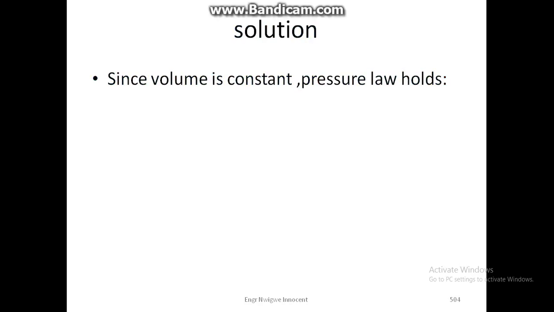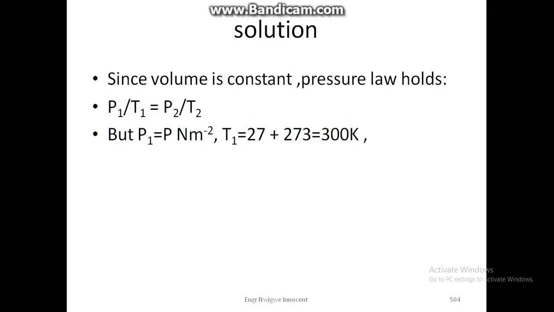Solution. Since volume is constant, the pressure law holds. P1 over T1 is equal to P2 over T2, but P1 is equal to P Newton per meter squared. T1 is equal to 27 plus 273, which is equal to 300 Kelvin. P2 is unknown, and T2 is equal to 77 plus 273, which is equal to 350 Kelvin.